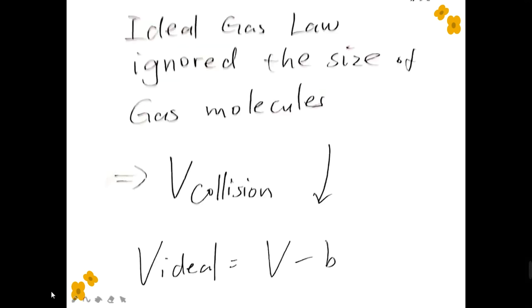So let's talk about the volume, about b. The ideal gas law ignores the size of gas molecules, which means that for the collisions of many gas molecules, their collision space is decreasing. So we get V ideal is equal to V original minus b.